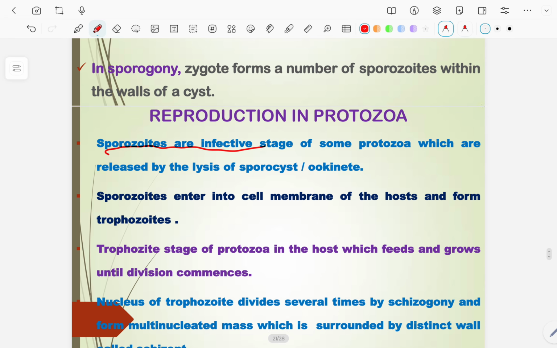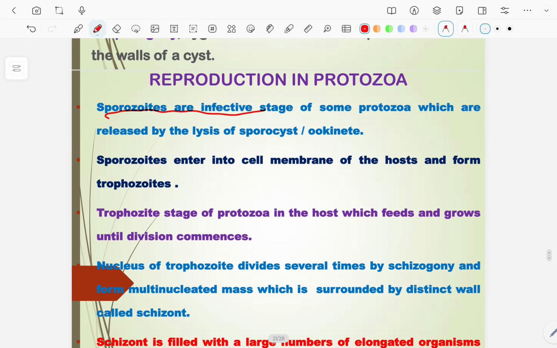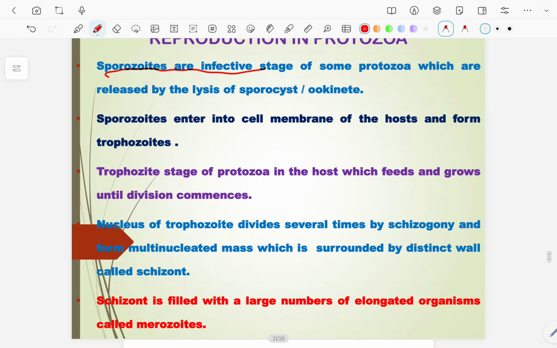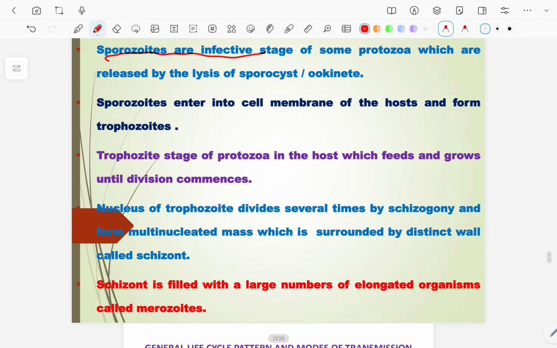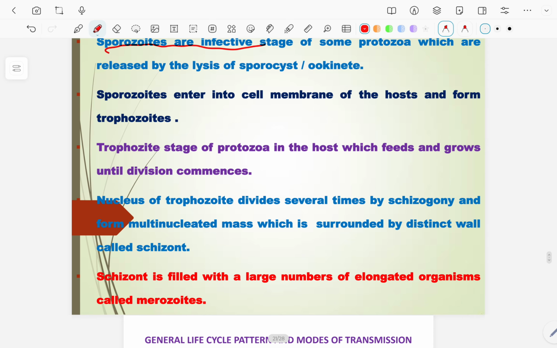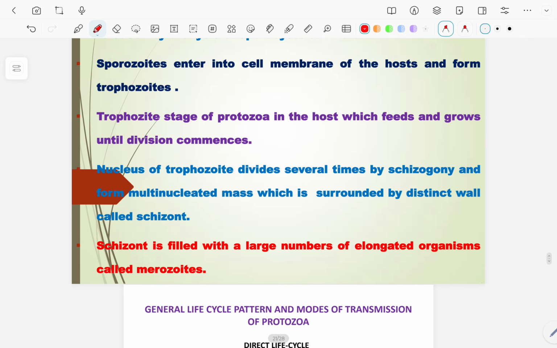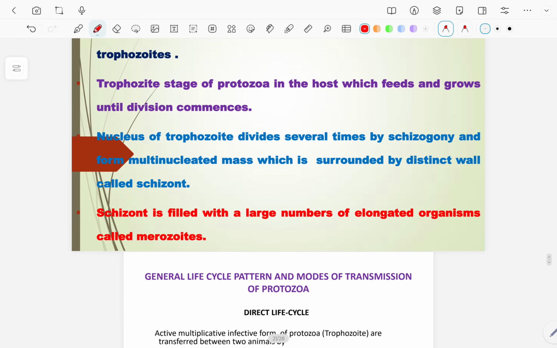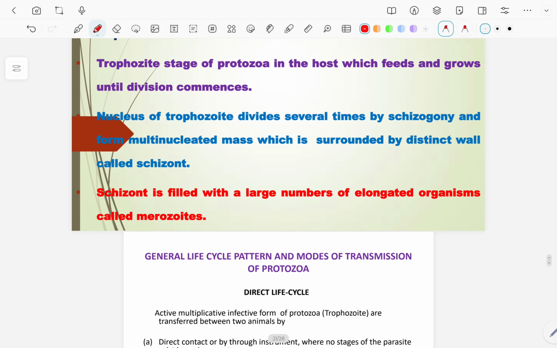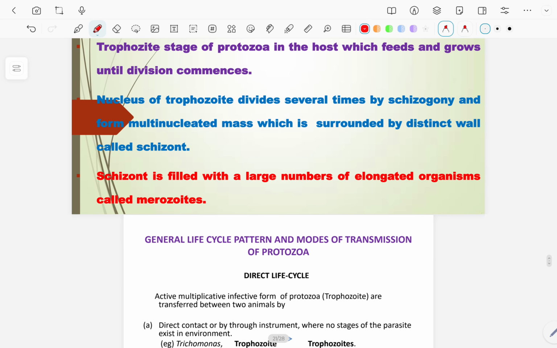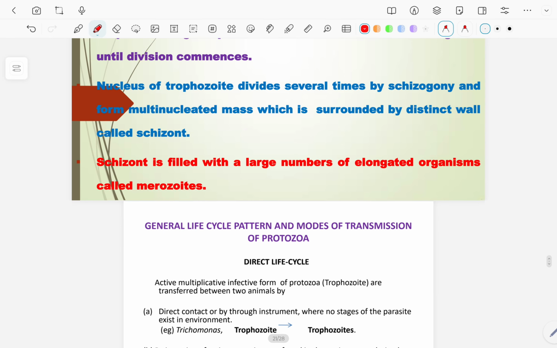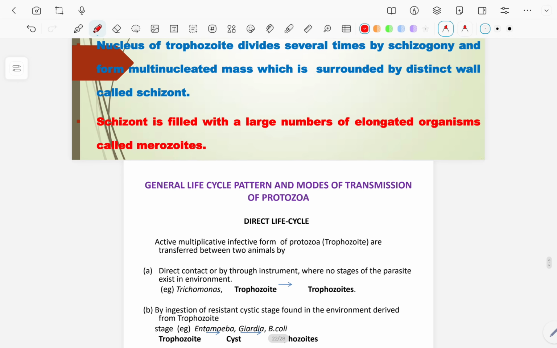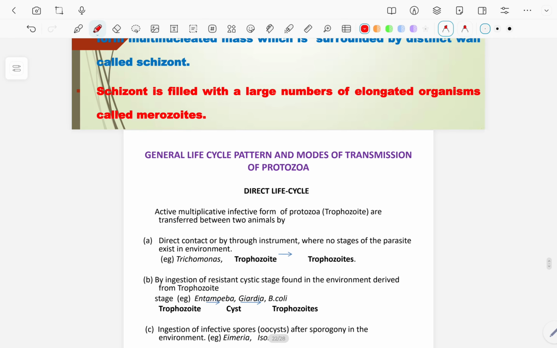Sporozoites are the infective stage of some protozoa, released by the lysis of the sporocyst or oocyst. Sporozoites enter the cell membrane of the host and form trophozoites. The trophozoite is the stage of protozoa in the host which feeds and grows until division commences. The nucleus of the trophozoite divides several times by schizogony and forms a multinucleated mass surrounded by a distinct wall called a schizont. The schizont is filled with a large number of elongated organisms called merozoites.